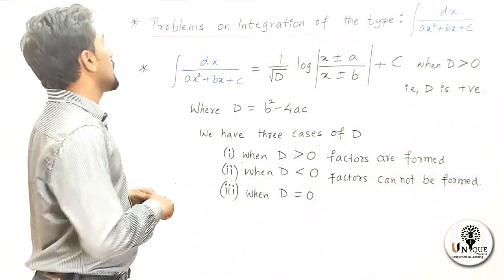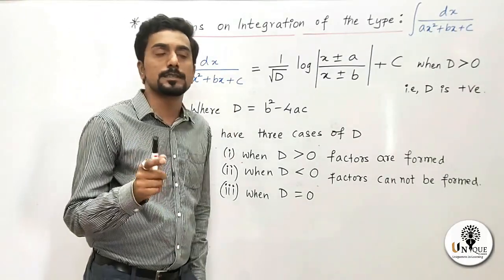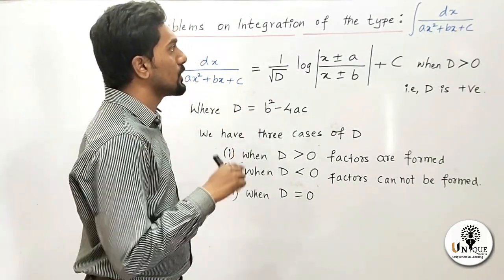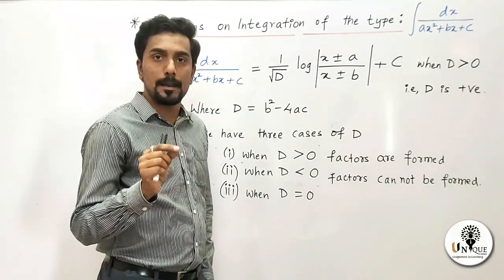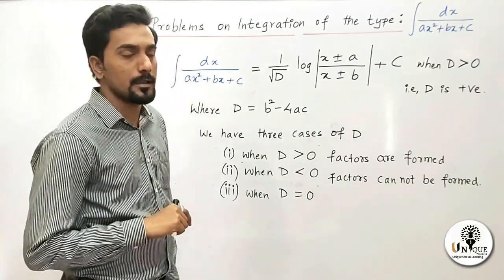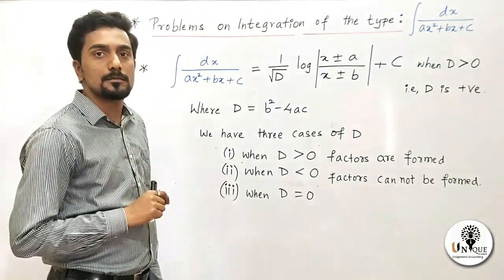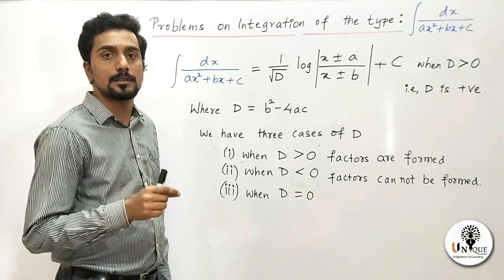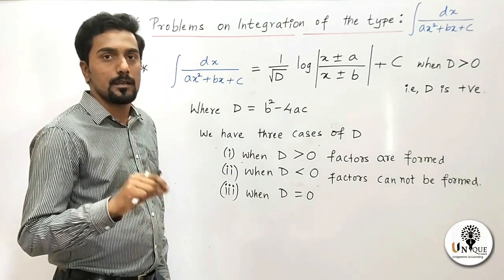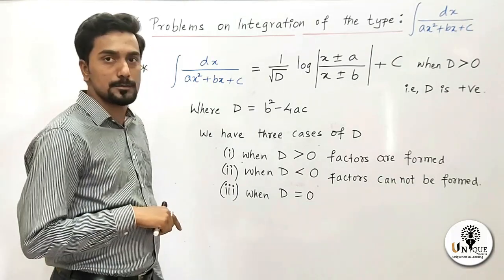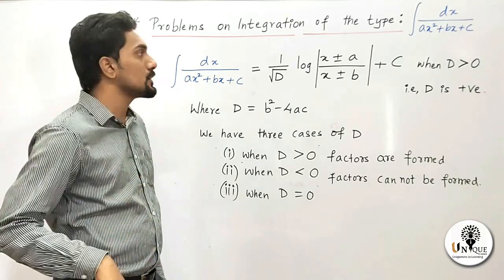So, let us start problems on integration of the type integration of dx divided by ax square plus bx plus c. If you solve this problem using the traditional method, it will take around 10 minutes. If you apply the super trick, it will take hardly a few seconds.